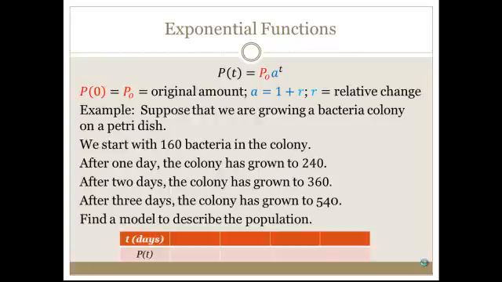To do this, let's keep track of the population we have in a table. We start with 160 bacteria, so P of 0, or the population after 0 days, is 160. P of 1 is 240. The population after 2 days is 360. And finally, P of 3 is 540.